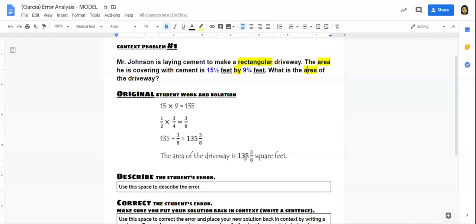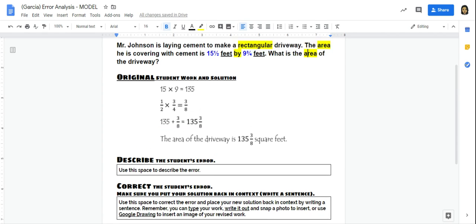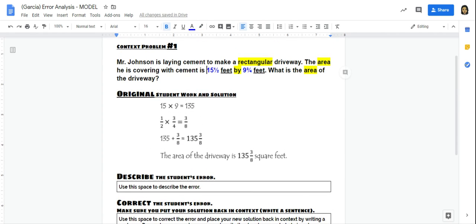So let's take a look at the student's original work. All right, so I do see that they multiplied. And I see that they multiplied the whole numbers 15 and 9. They took the 15 and the 9 and they multiplied those together. And then they took the fractions 1/2 and 3/4 and multiplied those together, and then added the whole number together with the fraction to get 135 and 3/8. Now, I know with fractions, I'm not supposed to separate the whole numbers from the fraction part, not like we can when we add and subtract fractions.